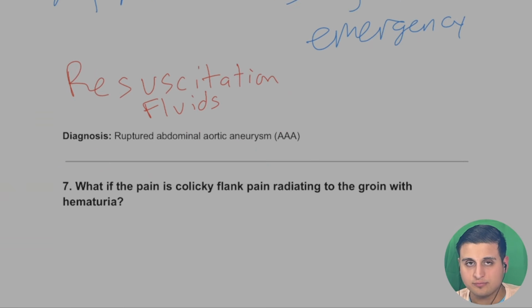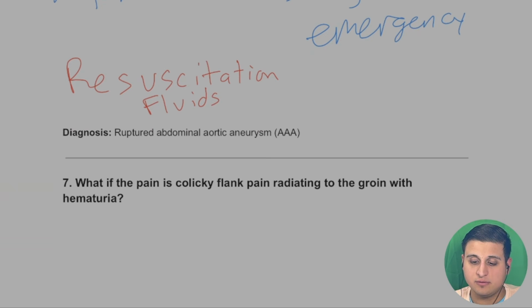All right. Moving on to this next one. Now we have a pain that's colicky flank pain, and it radiates to the groin with hematuria. And again, it's still that abdominal pain, with nausea, vomiting, nausea especially. This is probably going to be some sort of kidney stone, right? Some sort of kidney stone, so nephrolithiasis.